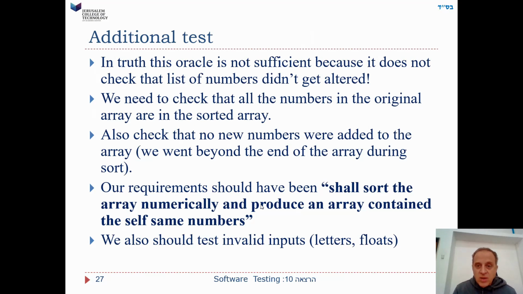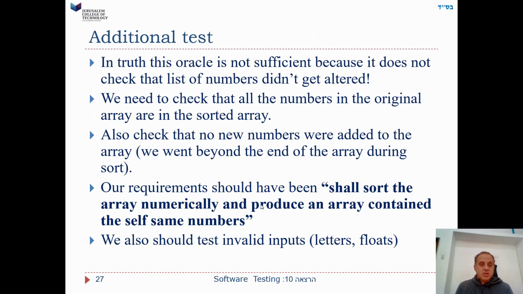We need to check that all the numbers in the original array are in the sorted array. Maybe the unsorted array had the numbers 1, 3, and 2, and the final result is an array which is 4, 5, and 6. So it's true that it's sorted, but it's not the same array that we had before.